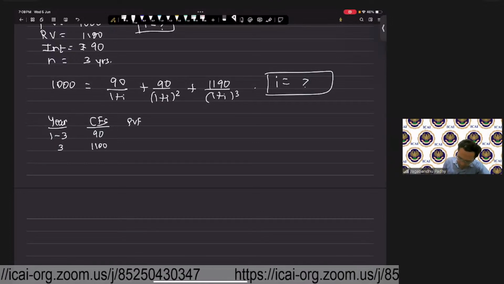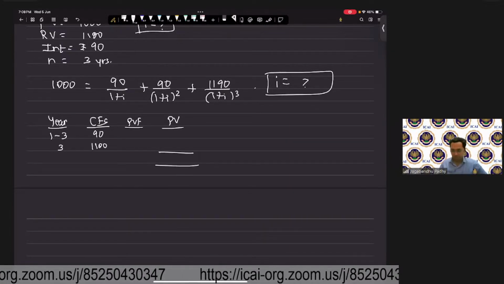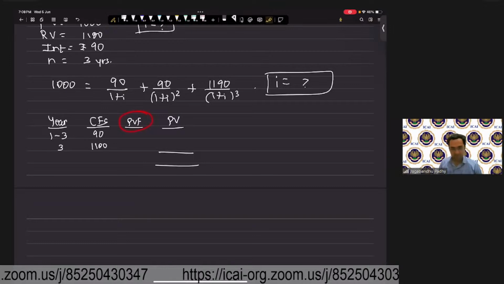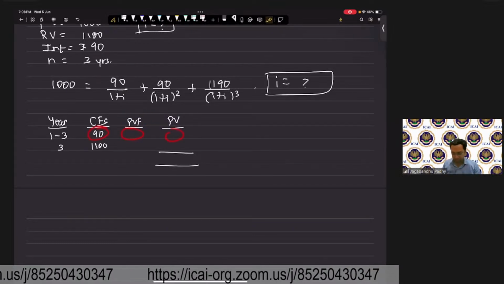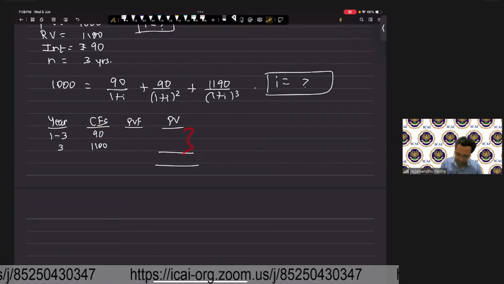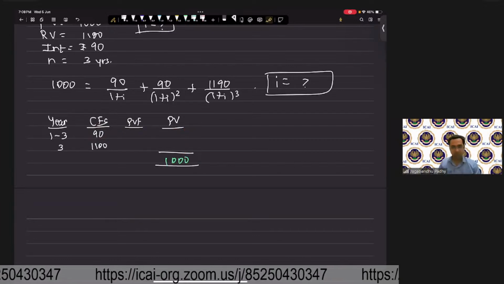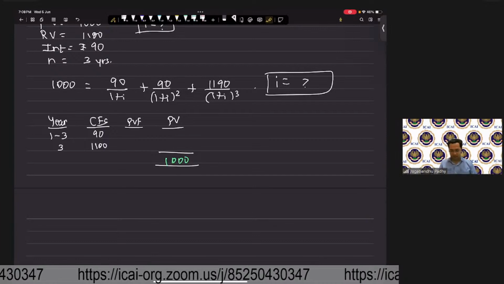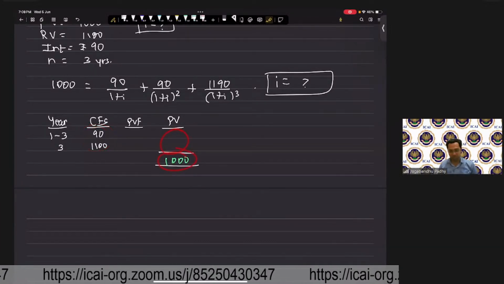We are going to write down the PV factors and PV. PV is basically present value. When you multiply the cash flows with the present value factor, you receive the PV. And the total of this PV should be 1000 rupees, because I want to know at what rate I am going to discount this cash flow so that the total PV is equal to 1000.